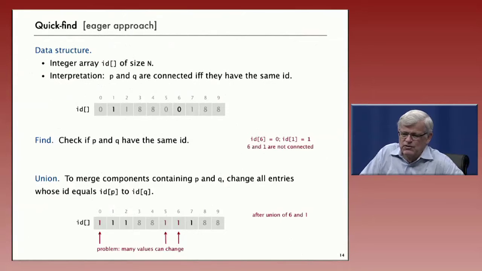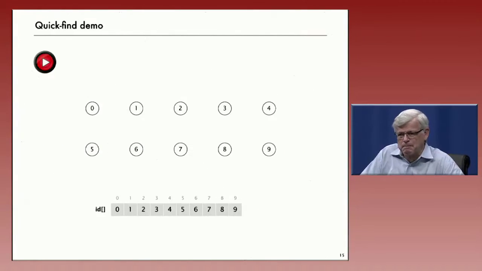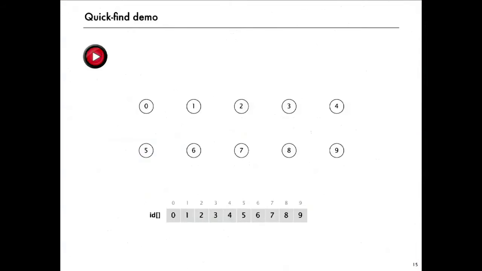And this is, as we'll see, a bit of a problem when we have a huge number of objects because there's a lot of values that can change. But still, it's easy to implement, so that'll be our starting point. So we'll start with a demo of how this works.